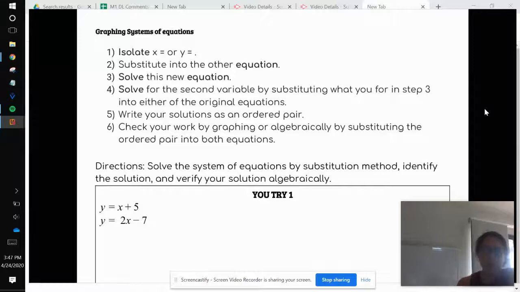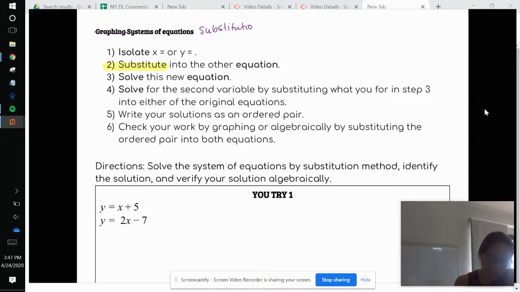Hey, here's some more examples of solving by substitution. Okay, so step one is to isolate x or y. It looks like we already isolated for either equation, so we can go ahead and move on to number two.